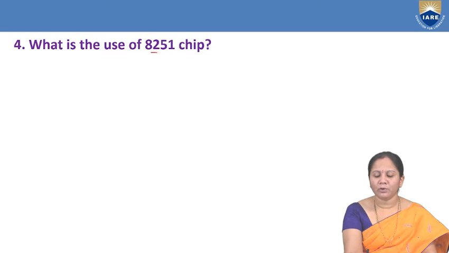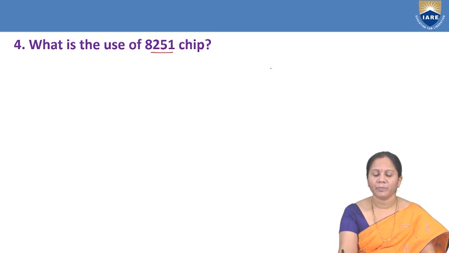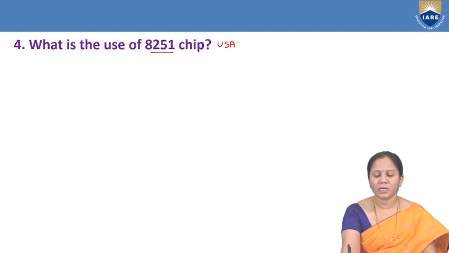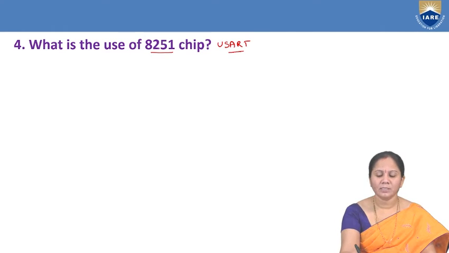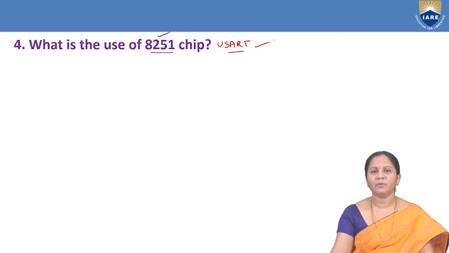Next, what is the use of the 8251 chip? Here the 8251 IC is a USART IC. Okay, so USART is the IC number 8251. USART stands for Universal Synchronous Asynchronous Receiver Transmitter. So this IC is generally meant for communication.